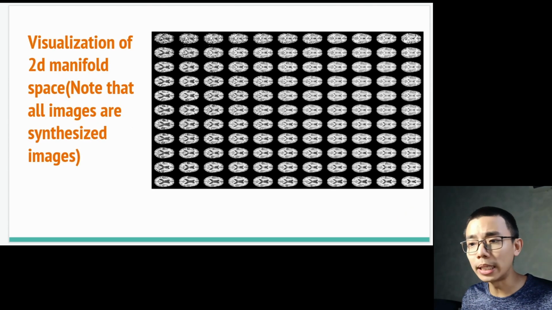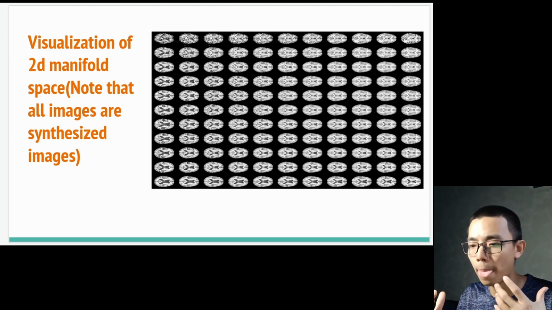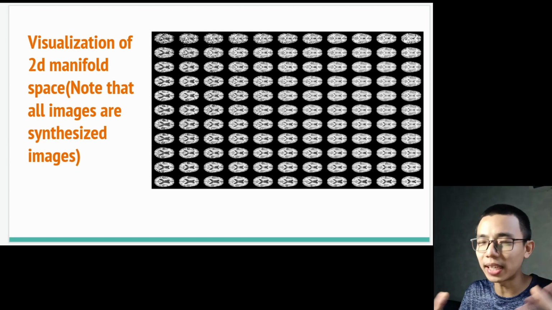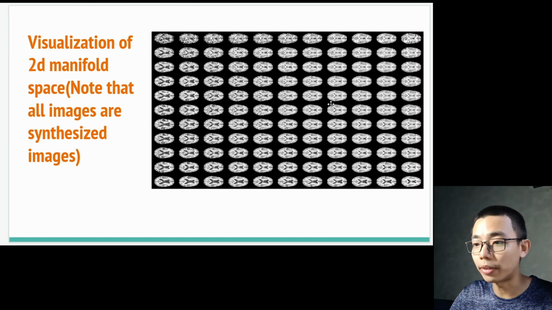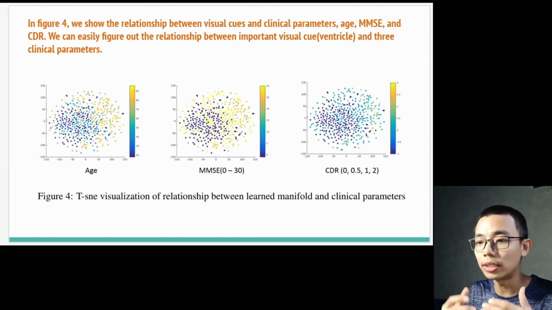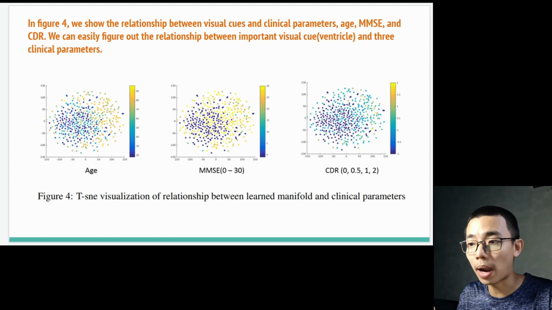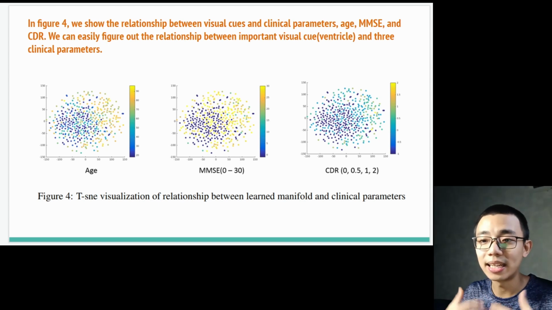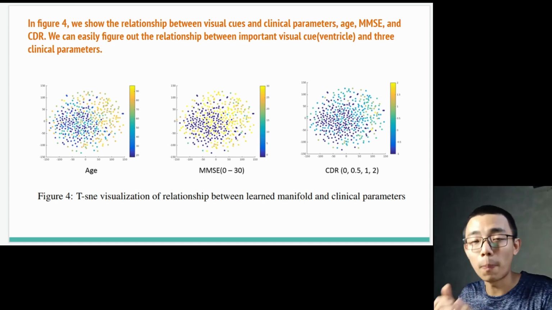So what they do is they take a bunch of brain images, throw them into a VAE, and try to classify them on the different characteristics of the brain scan, and actually try to generate and then see how it changes from one to another. What they have found is that the relationship between visual cues and clinical parameters, MMSE and CDR, they can easily figure out the relationship between important visual cues and three clinical parameters.